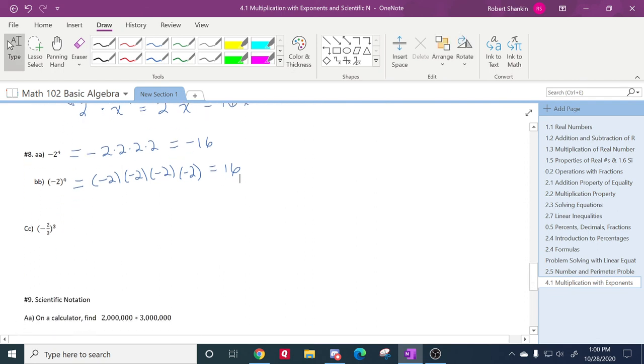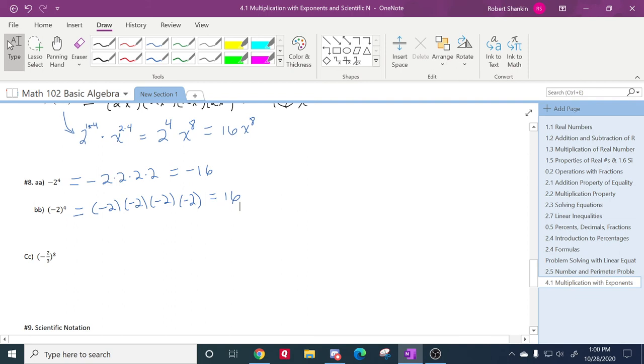And fractions, we can raise this to the 3rd power. And then negative times negative times negative is negative. 2 times 2 times 2 is 8. 3 times 3 is 9, times another 3 is 27. We get that result. So we can take fractions to powers.